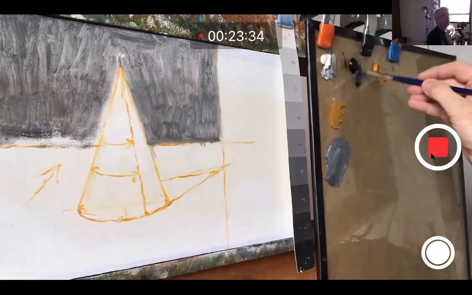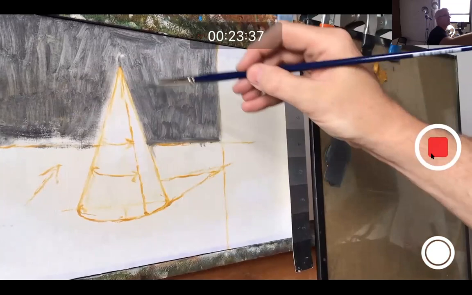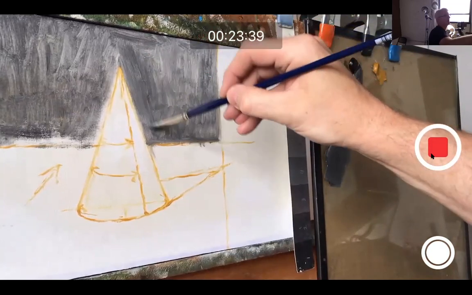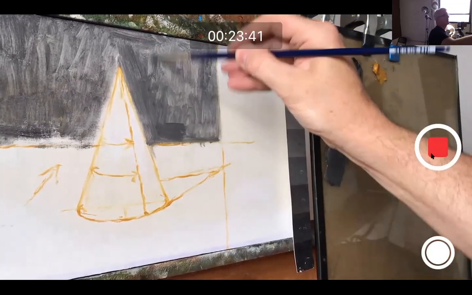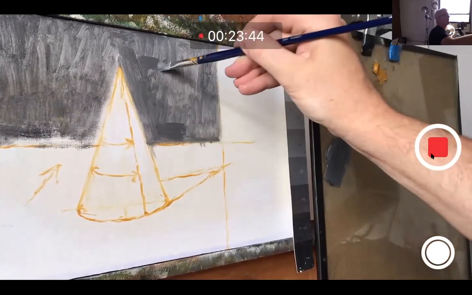Okay, I understand. So we're just trying to manipulate the light to have one single light source. Right. Okay, thank you. So I'm blocking it. I've thinned my paint a little bit.